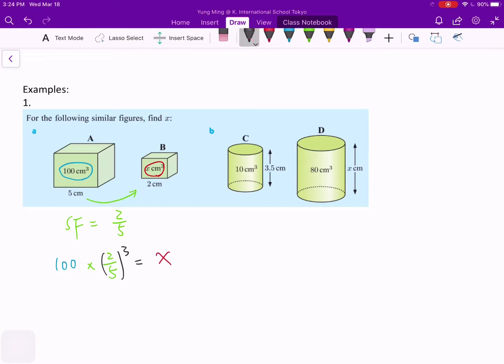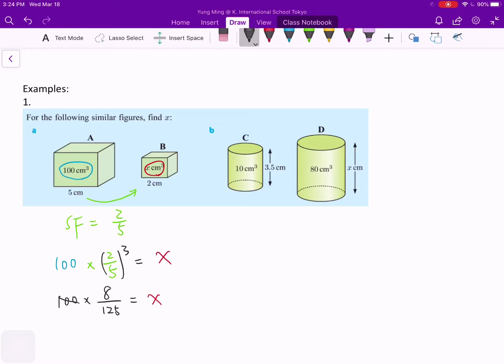So x is equal to 100 times 8 over 5 to the power of 3, which is 125. Cancel things out. We got 4 and 5 over here. x is equal to 32 over 5, which is equal to 6.4.